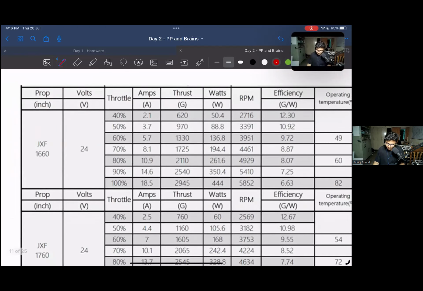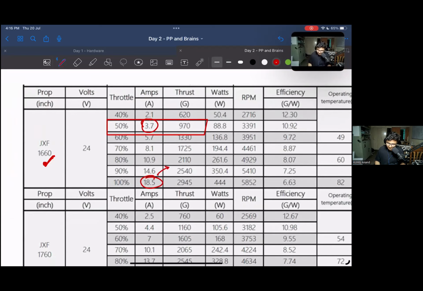So we had chosen this propeller for the motor that we were looking at, and we decided to go with the 970 configuration, which is going to give us, what is the current? 3.7 amps at 50% throttle and 18.5 amps at 100% throttle. So I need a battery which is able to sustain at least 20 amperes of current. So a battery pack which provides 20 amperes and 24 volts.